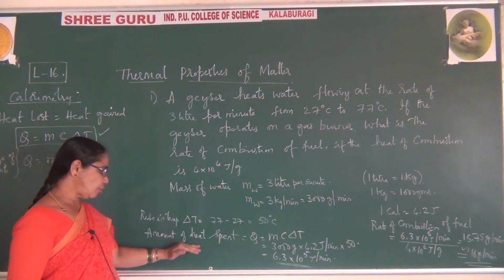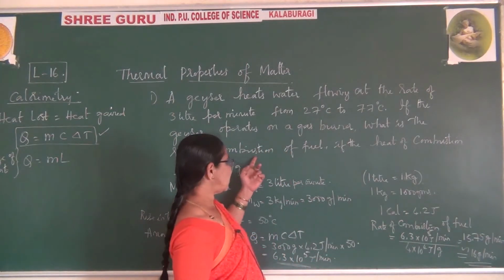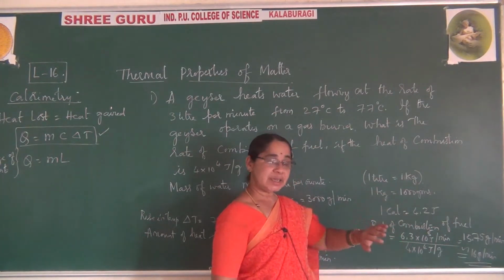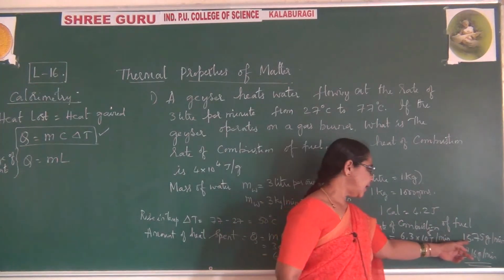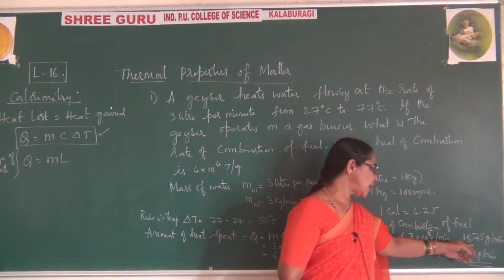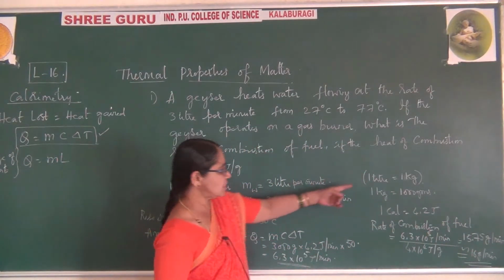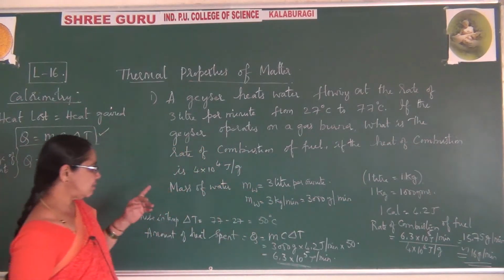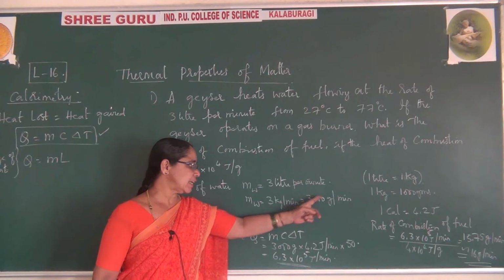One is the amount of heat first. After getting this Q, divided by the heat of combustion, you get the rate of combustion. Rate means time. What is the time required for the combustion? That is 16 grams per minute. To calculate that, these conversions are there: 1 liter equal to 1 kg and 1 kg equal to 1000 grams. So I convert 3 liters as 3 kg per minute. At the same time, this can be written as 3000 grams per minute.